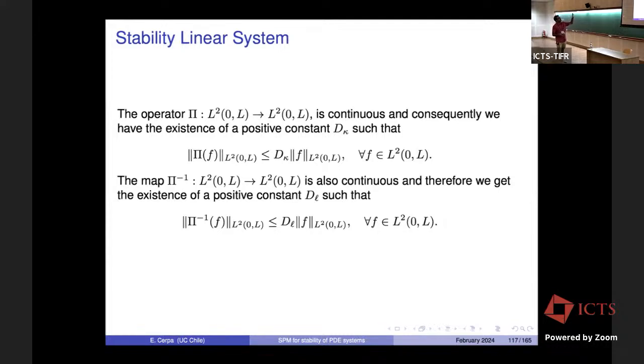So you have this operator capital Pi, which is a continuous transformation from L2 to L2. We have this constant relating the norm of f and Pi of f. Of course, we have the same for the inverse map Pi^{-1}. It's also continuous, and we get the existence of some constant D_L.